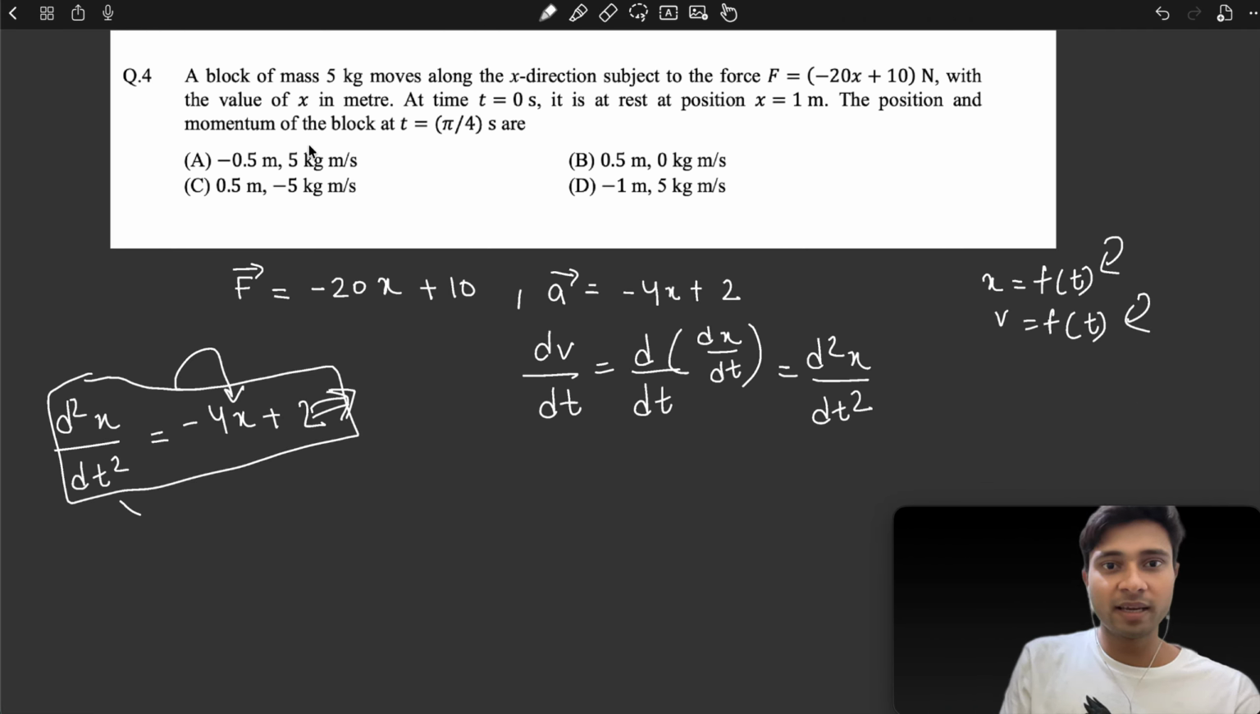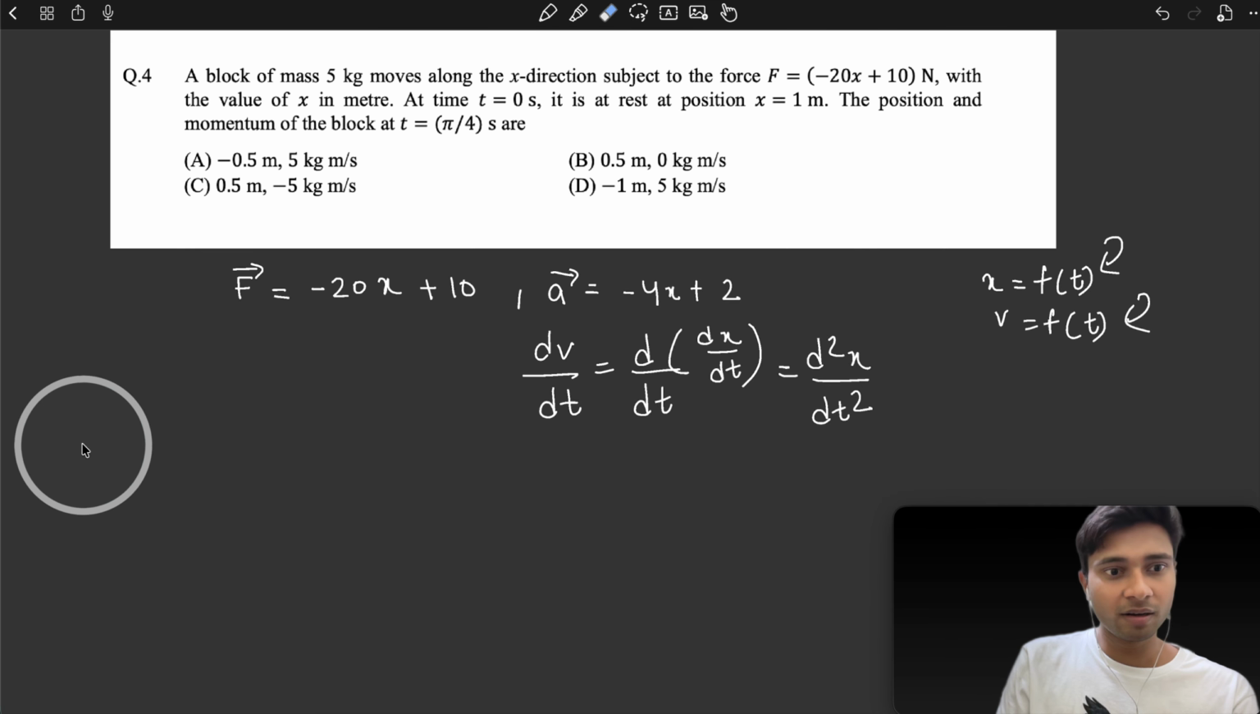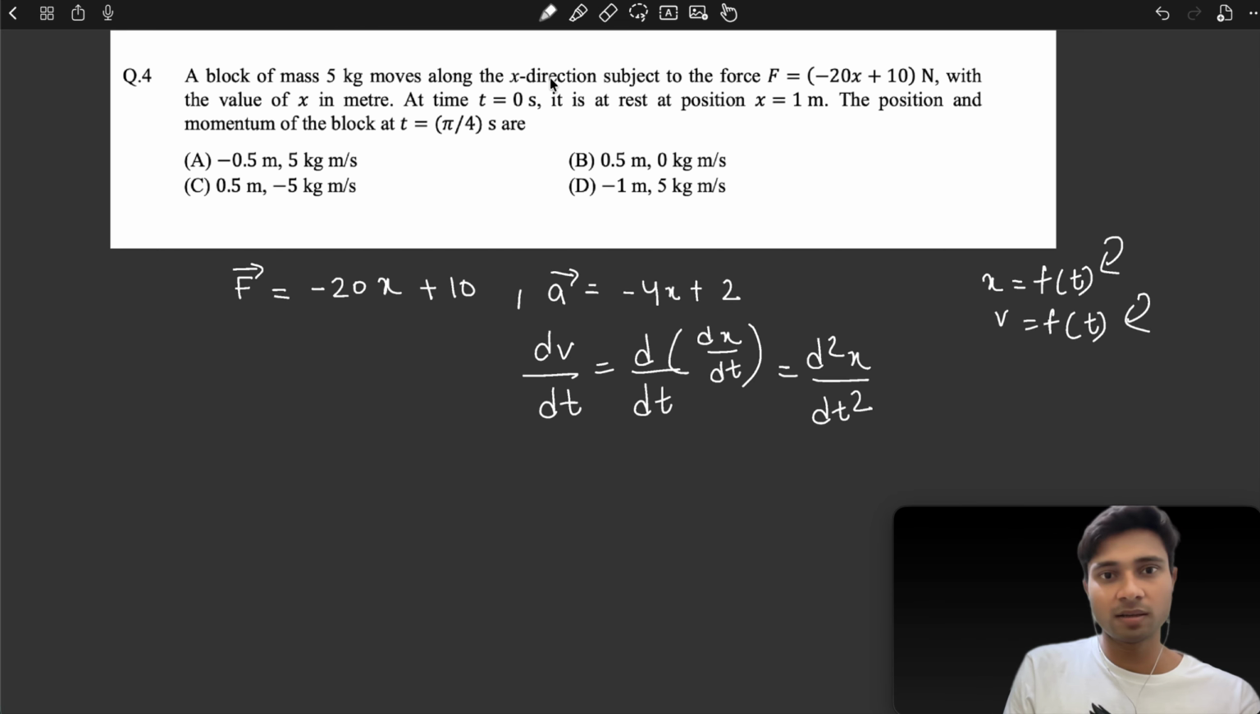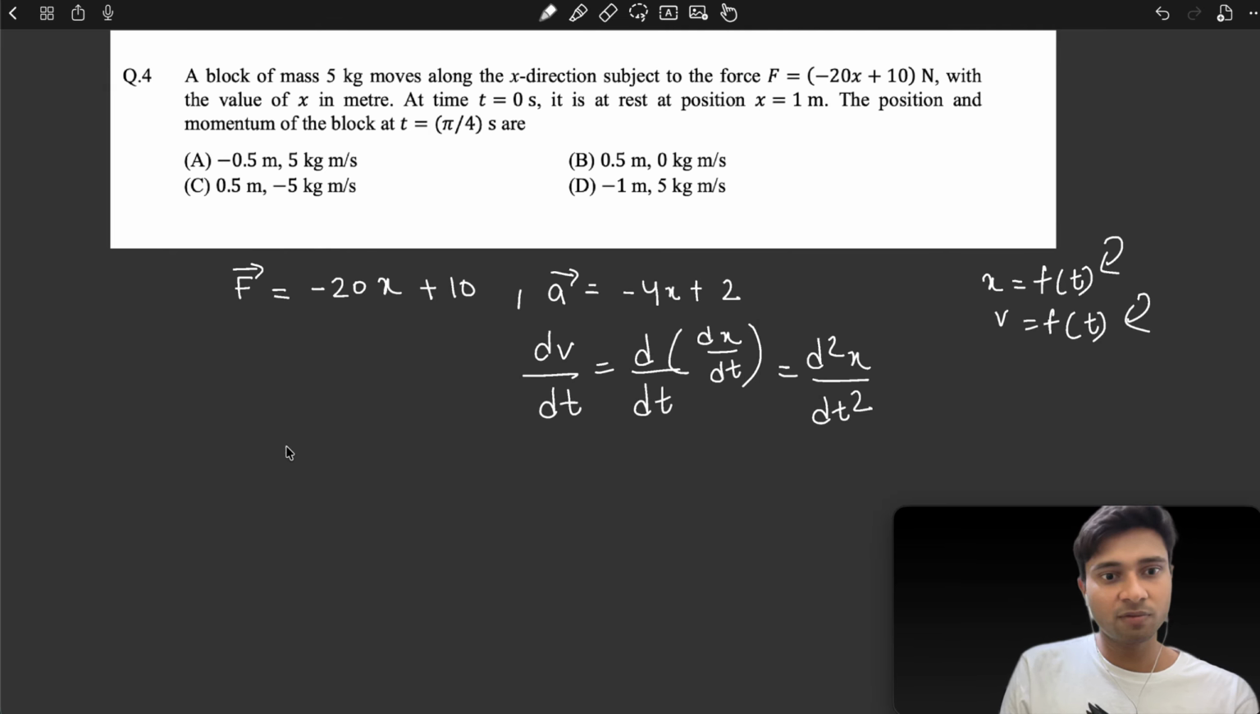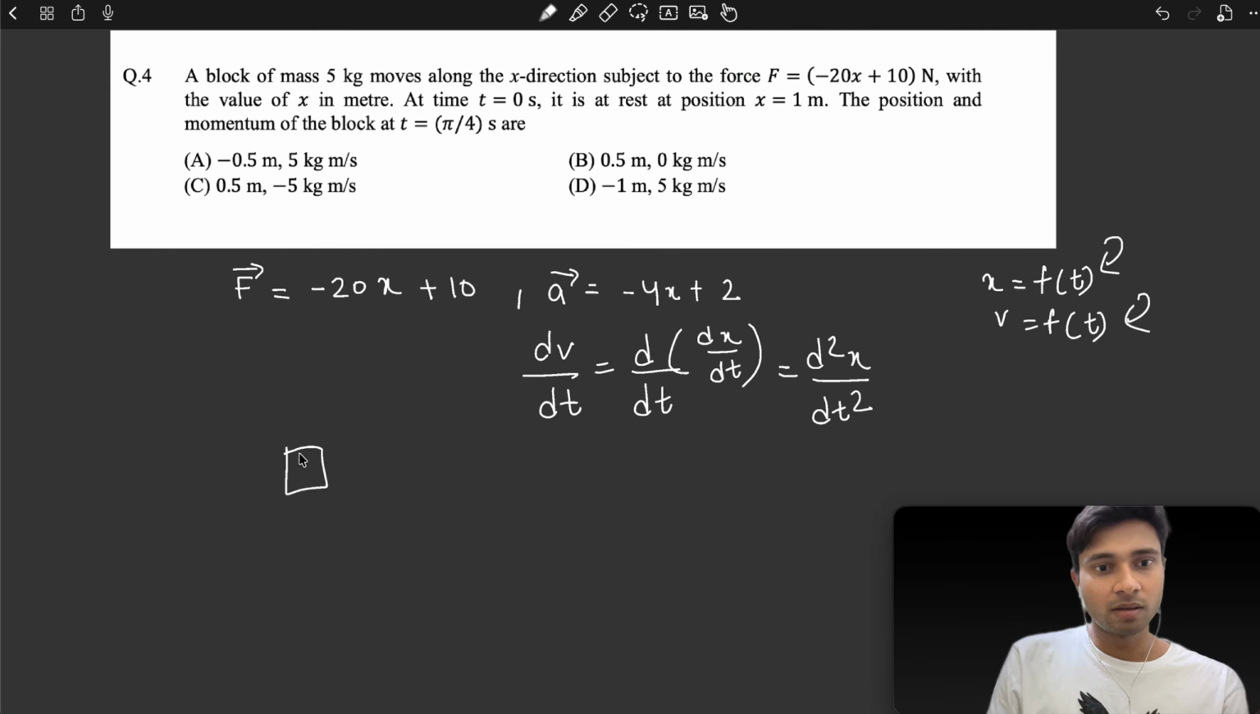So what I'm saying is this: what if instead of visualizing this force in the x direction, we visualize this in the y direction? If we see it in the y direction, there is some force in the opposite direction, minus 20x, and there is some constant force. Okay, so does this look like a spring mass system in the vertical direction?